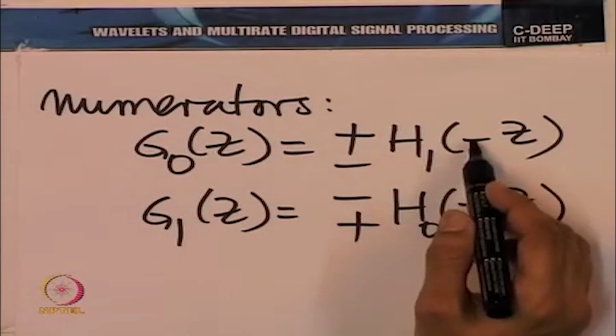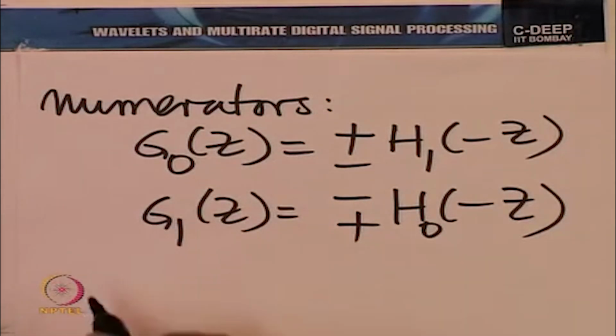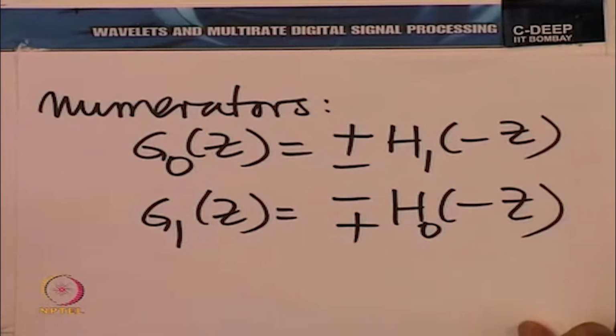If this is a high pass filter with cutoff pi by 2, then this becomes a reasonable low pass filter with cutoff pi by 2. Whatever it be, let us now of course consider the second condition. You see, this is alias cancellation.